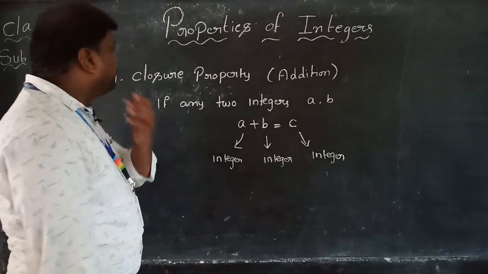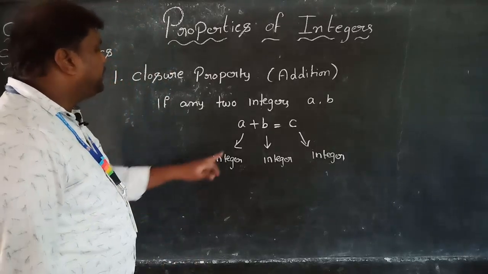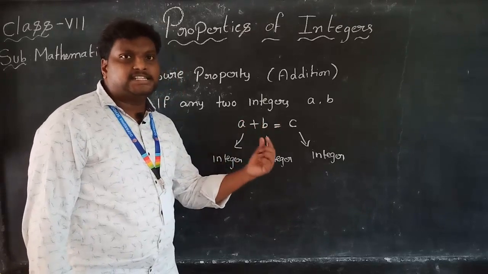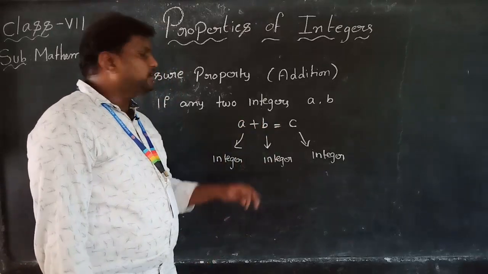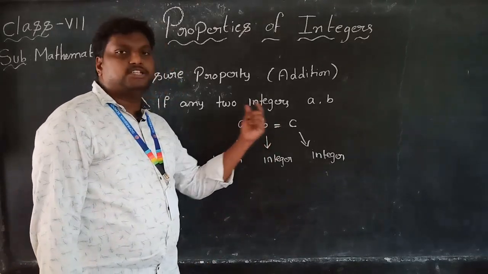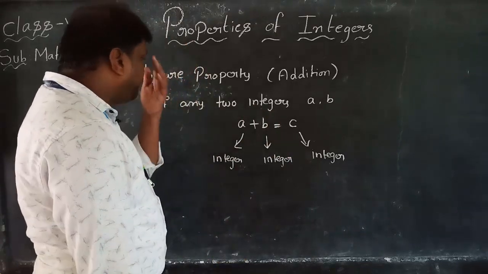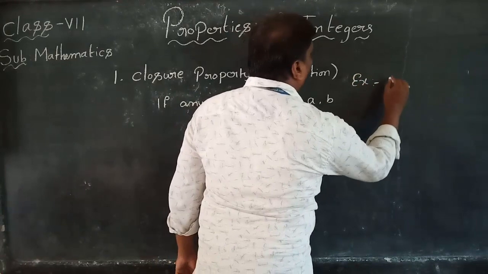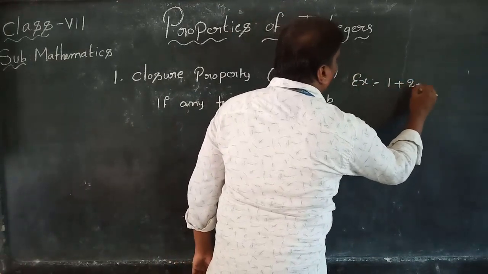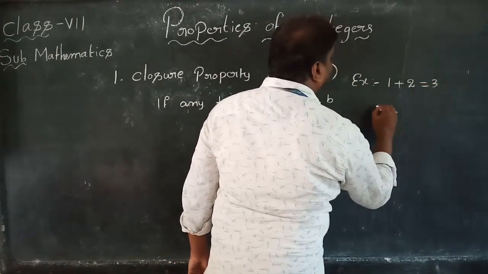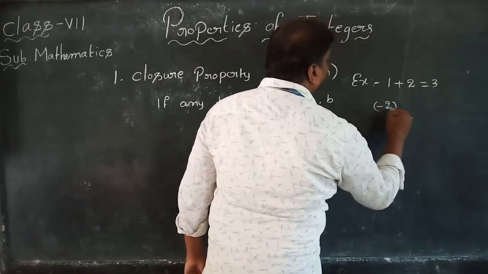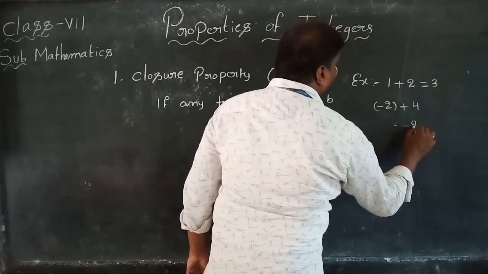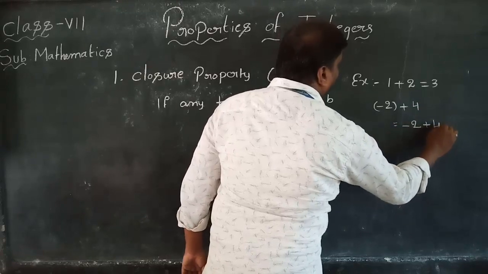The general form of closure property, a plus b is equal to c, means the sum of two integers is also an integer. For example, 1 plus 2 is equal to 3. Minus 2 plus 4.